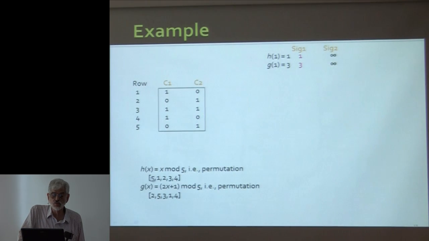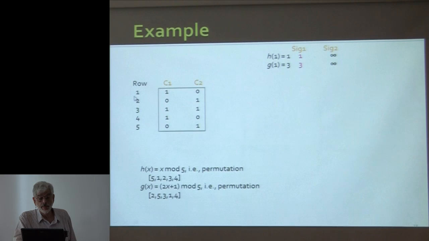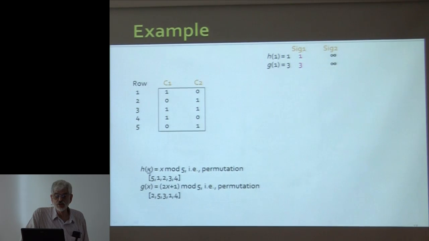So the order of the rows will be... sorry, no. h of 5 is 0, so the last row goes first, then the first row, then the second row, then the third row, then the fourth row. Okay, so that's the first hash function.